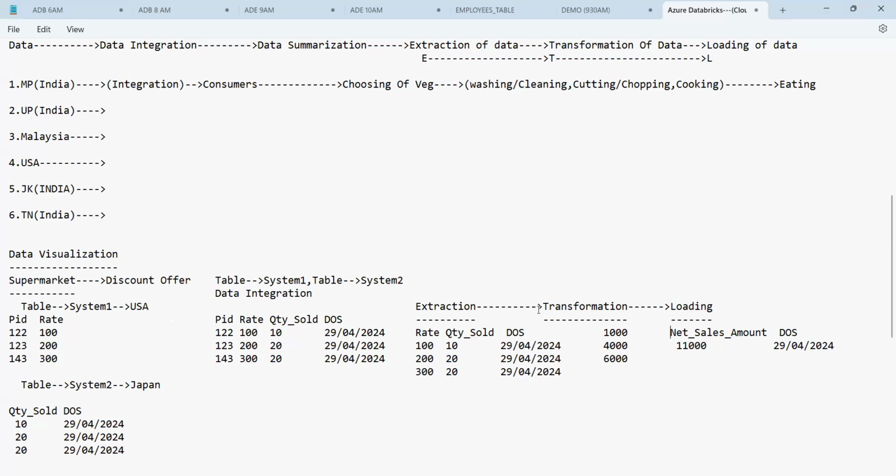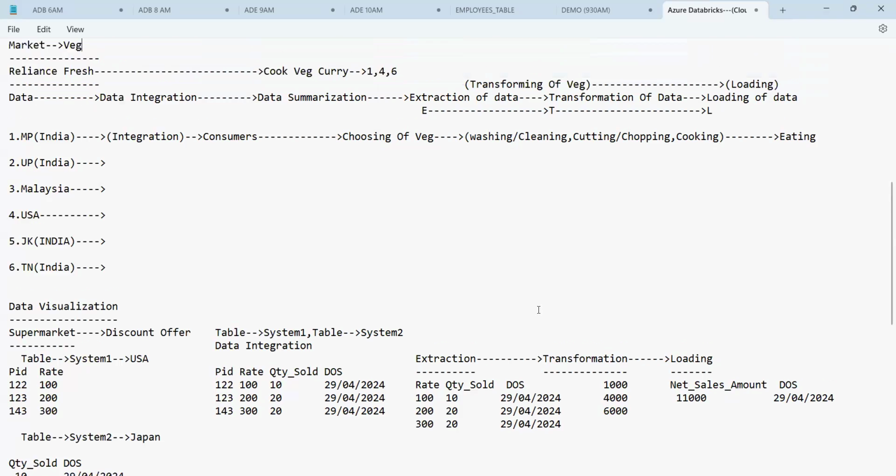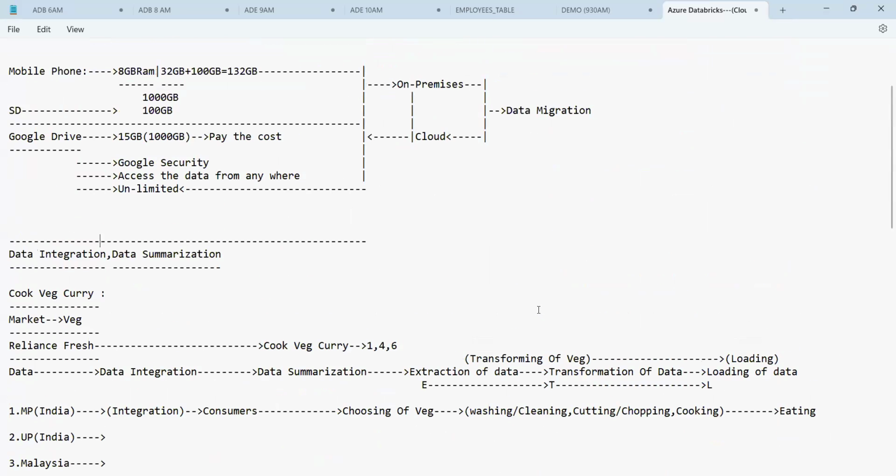Visualization is basically a comparative study, where we compare two different situations, and then we take a decision. Indirectly, it is called analysis as well. All of this process, guys, we can do by using Azure Databricks.